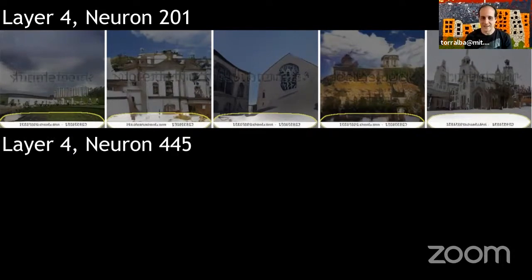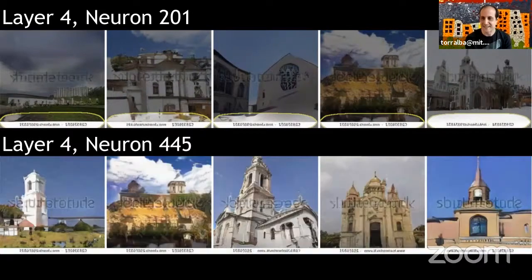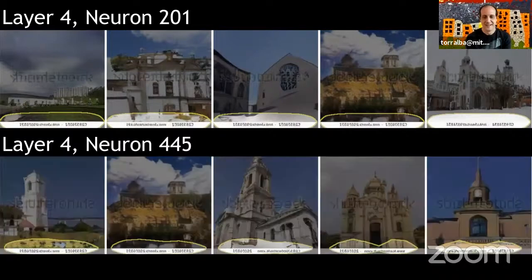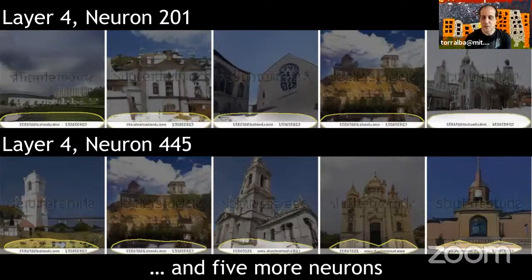And it's not the only one. Unit 445 also had the same effect. These are the 5 images generated when that unit was the most strongly activated. And this is the region where that unit was strongly activated. So it also corresponds to the subtitle. And there were 5 more units that had this property.